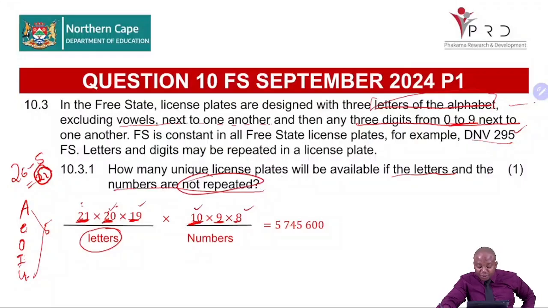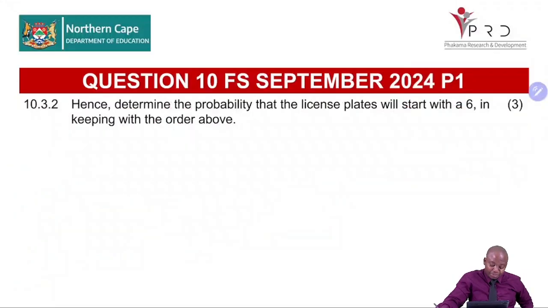We get 5,745,600. So those are the number plates that are possible where letters and numbers are not repeated. Now, let's look at 10.3.2. Determine the probability that the license plate will start with a 6, and we are keeping the order above. So we are moving from the order of 10.3.1.